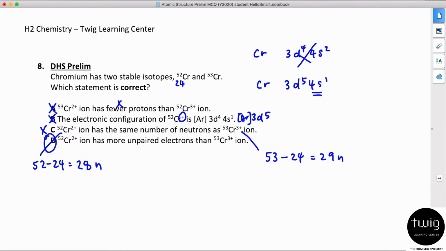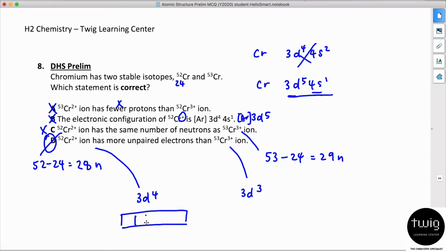Chromium 2+ has more unpaired electrons than chromium 3+. So for chromium 2+, the configuration after taking away 2 electrons is 3d4. This one, take away 3 electrons, would be 3d3. So let's try to draw 3d4. 1, 2, 3, 4. So there are 4 unpaired. This one will be 1, 2, 3, so 3 unpaired. So there are more unpaired electrons for chromium 2+ compared to chromium 3+. That's true. Here it's 4 unpaired, here only 3 unpaired. So definitely the answer is D.